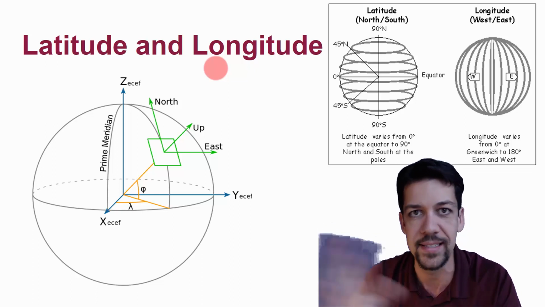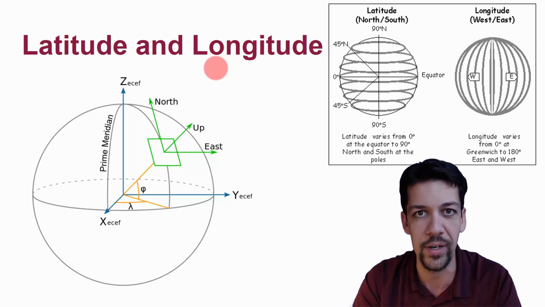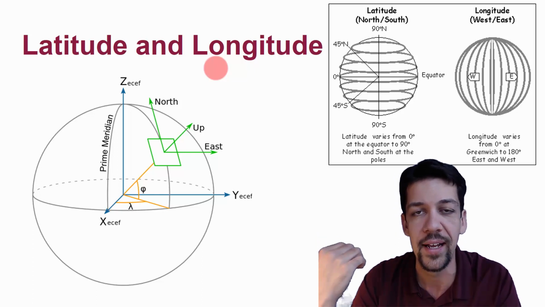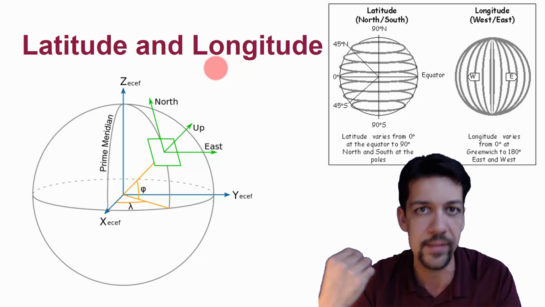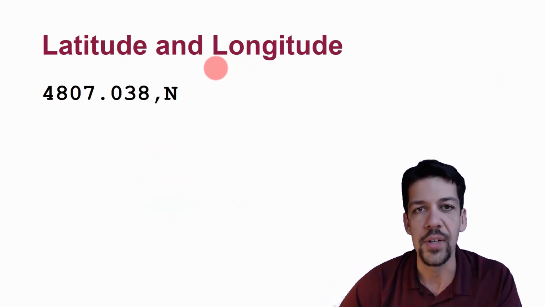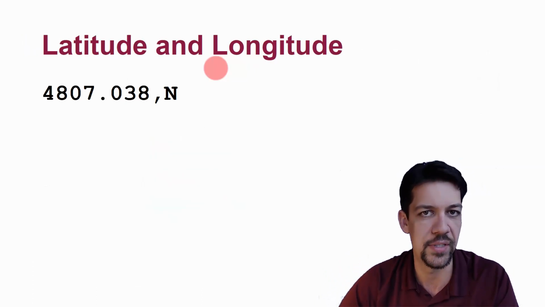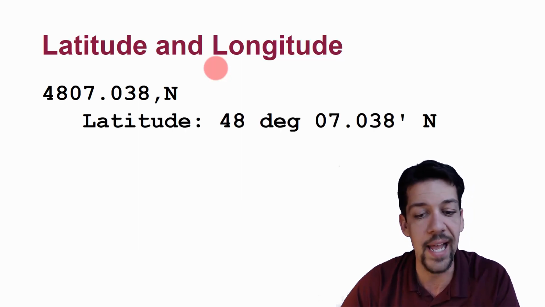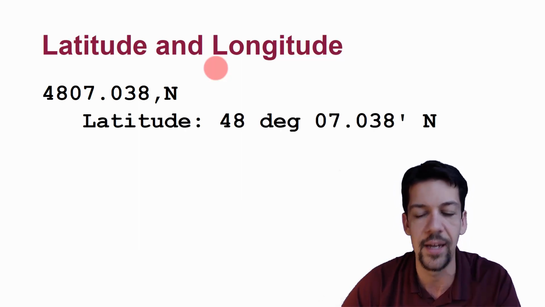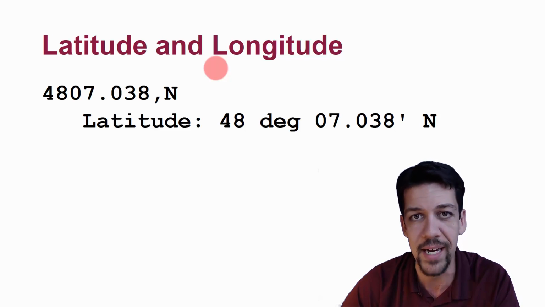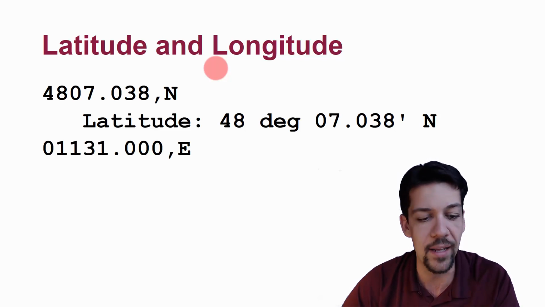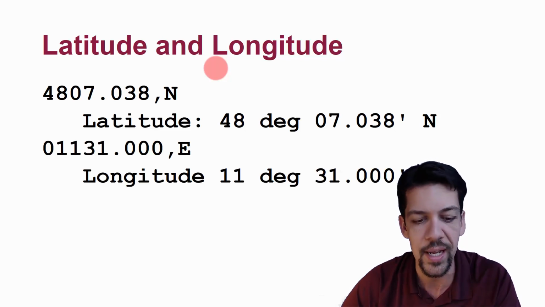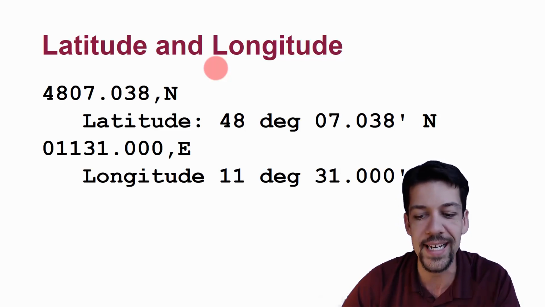So west is actually negative in our coordinate system. You can think of the longitude as sort of the x-coordinate of our Earth reference frame. So let's work with some latitudes and longitudes. Say we get a sentence and it has this value in it. This is our latitude. It's 48 degrees, 7.038 minutes north. Then we get another number. This is our longitude, and it is 11 degrees, 31.0 minutes east.